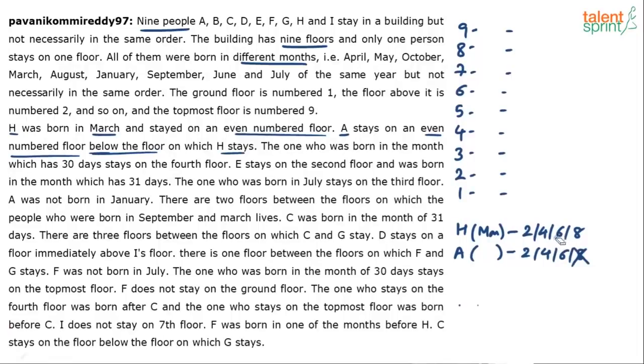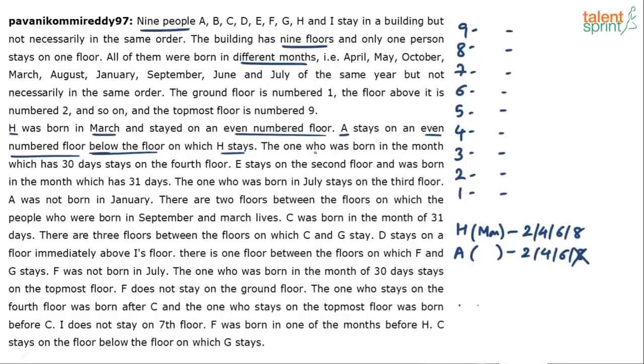Similarly, if H is on 6th floor, A can be on 2nd floor or 4th floor and so on. So basically, multiple possibilities are there. But A for 8th floor is ruled out. Remember, A stays below the floor on which H stays. Not immediately below, but below the floor on which H stays.